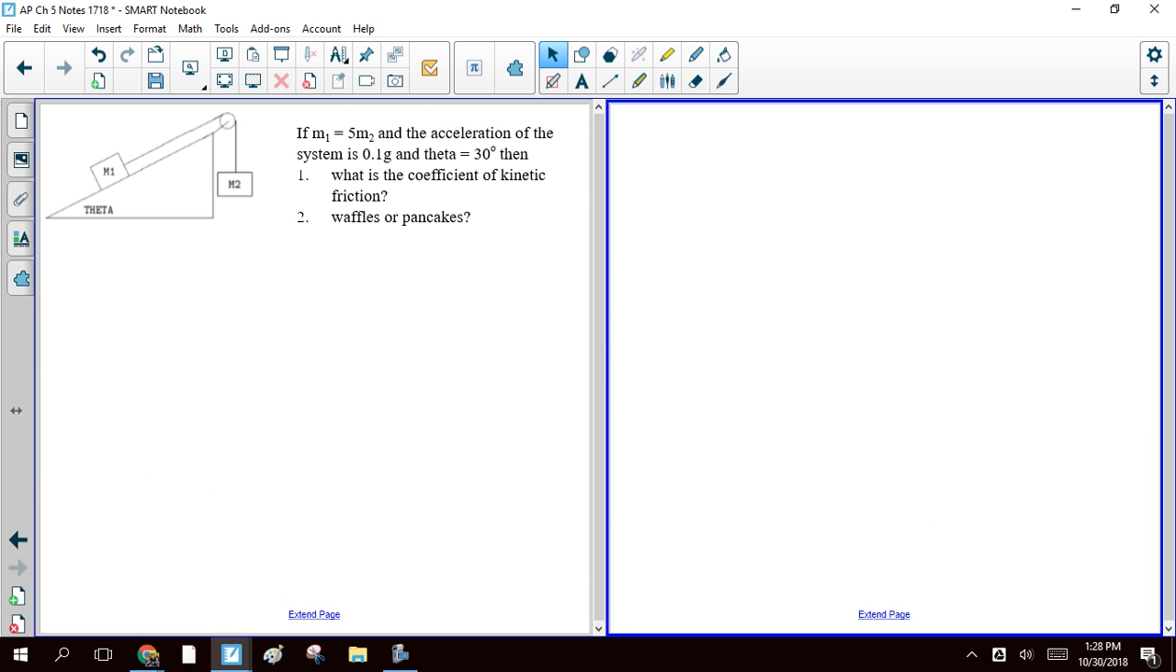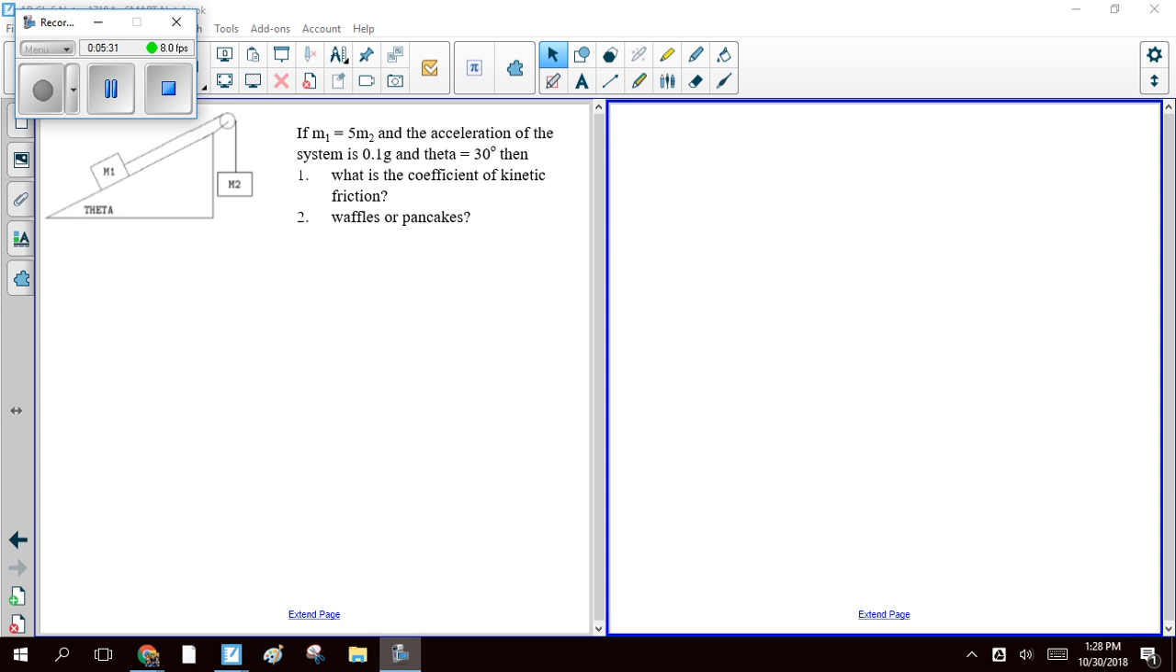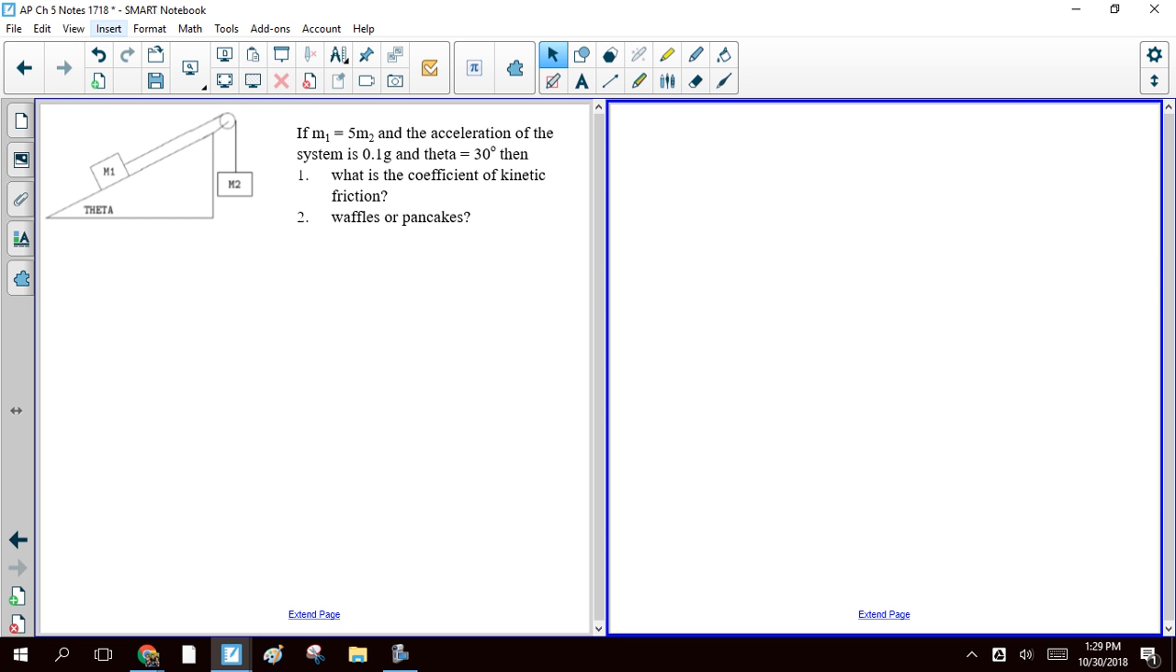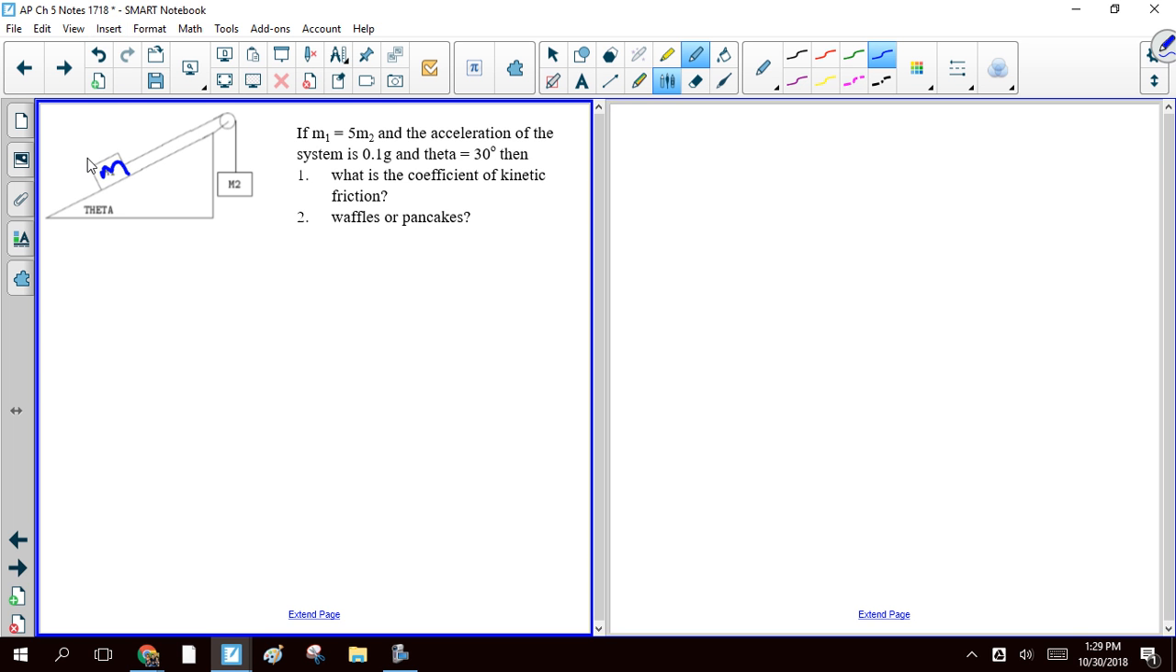All right, so here we go. So now we've got the same setup. This time the masses are not equal. All right, so it tells us that M1 is 5 times M2. Let's let M equal M2, and then with that in mind, 5M is going to be M1, right? So we're going to call this M, we're going to call this 5M. All right, so there's our masses.